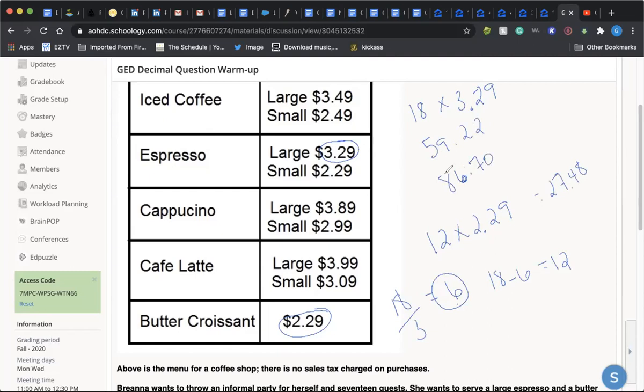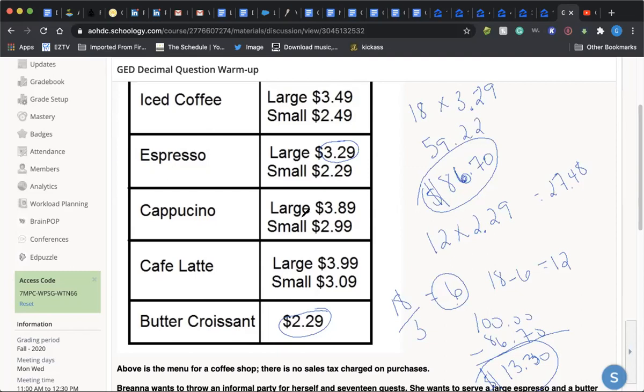So that's how much it's going to cost her in total to treat all of her party guests, right? So it's going to cost her $86.70. But she's going to pay with a $100 bill. So now we need to subtract that total from the $100. And that's going to leave us with $13.30. Okay, so that's how much change she's going to get back. So it should be $13.30.